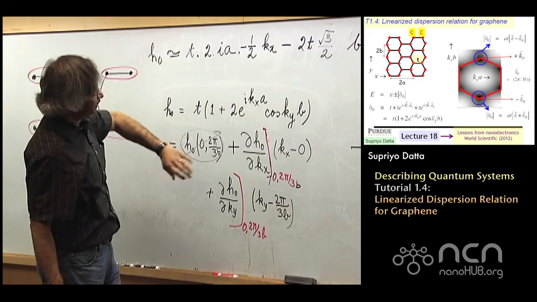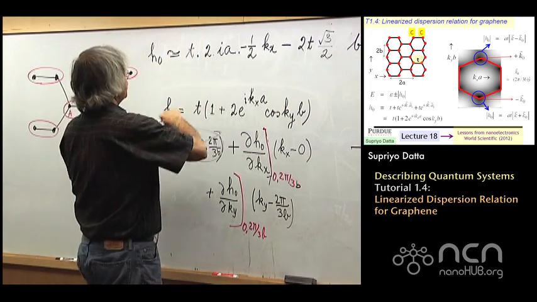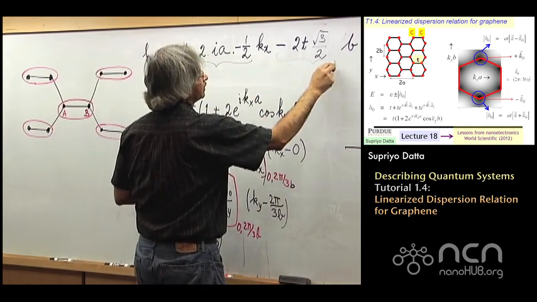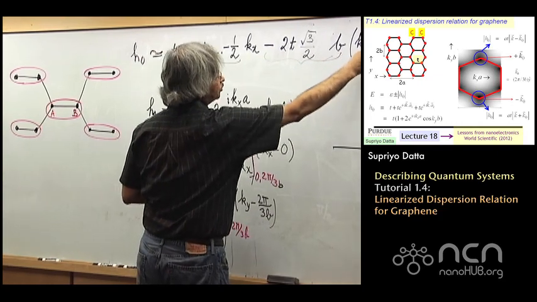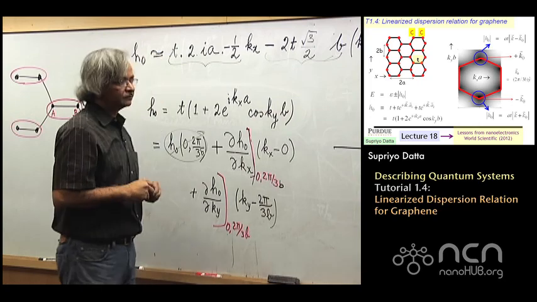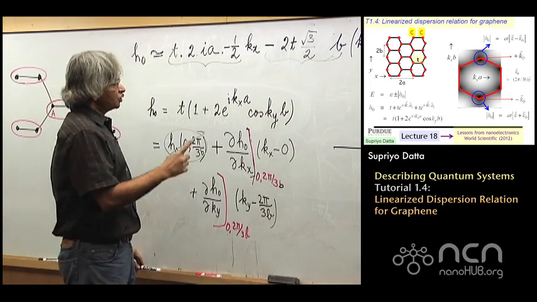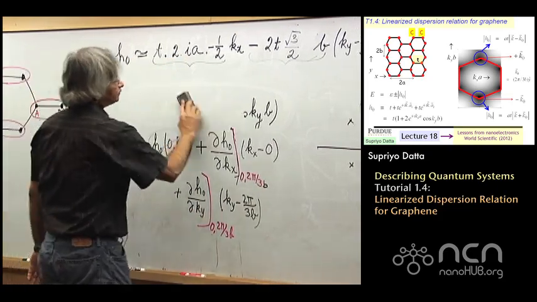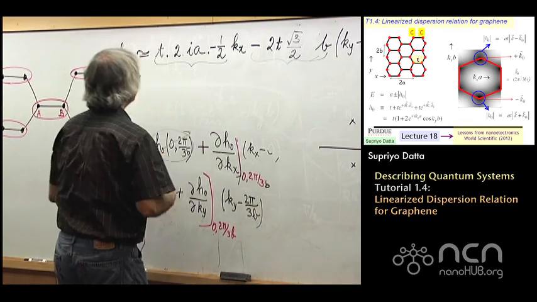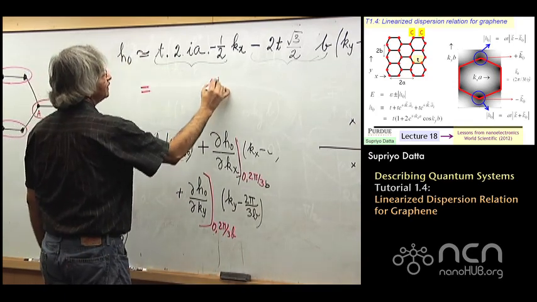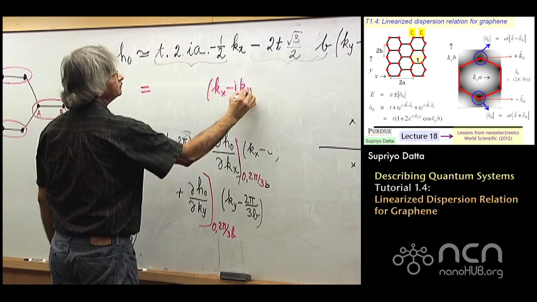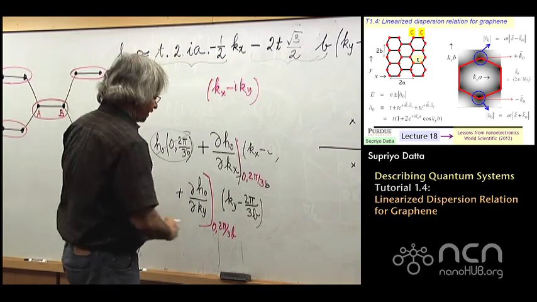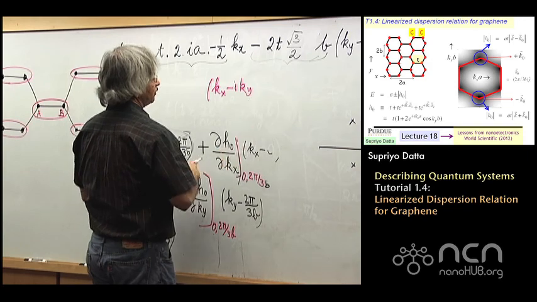So the first term came from taking the derivative with respect to kx, so this whole thing times kx. And then I have this whole thing times ky, referred to that local point that we are talking about. Now, what I want to show next is that this actually can be written as this times kx minus iky. That is, you have this term times kx and this term times ky. Of course, by ky I really mean ky minus 2 pi over 3b.